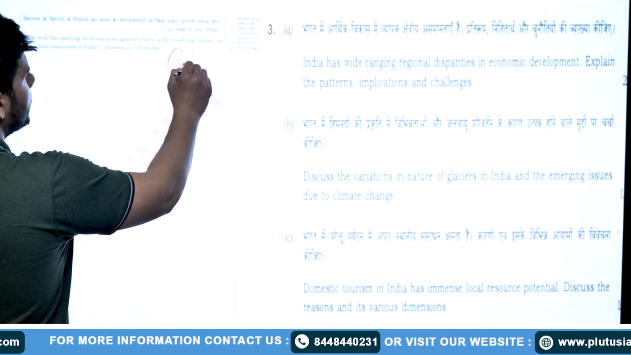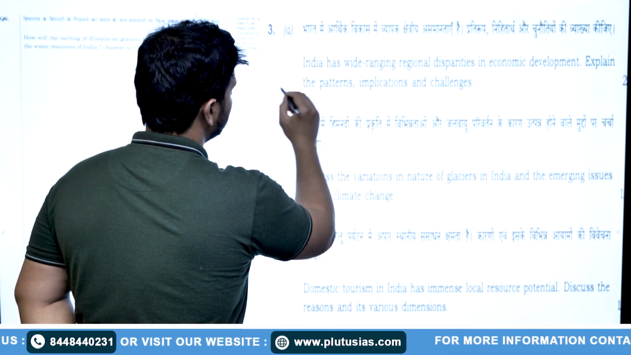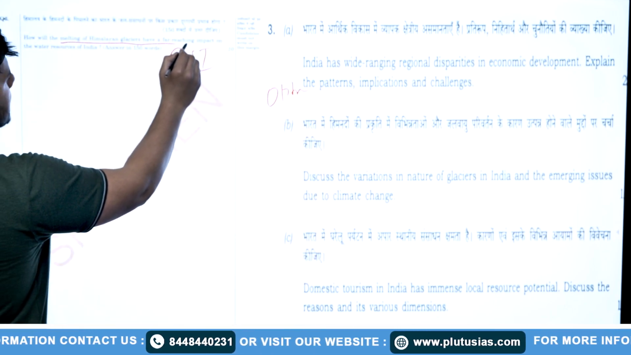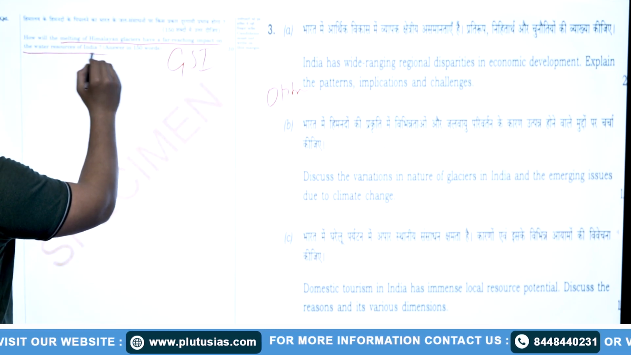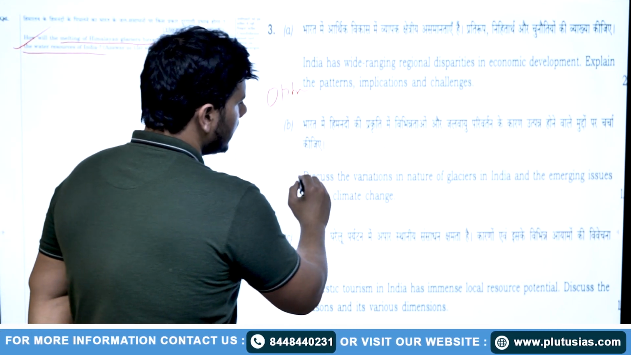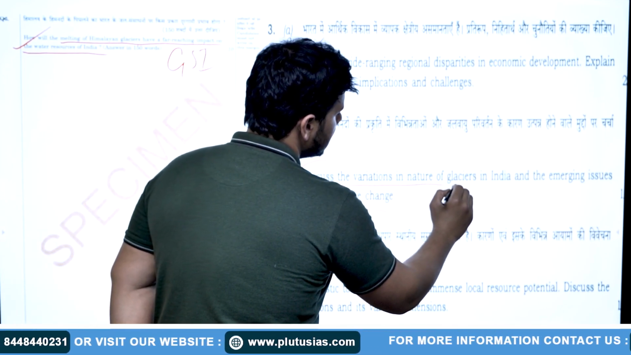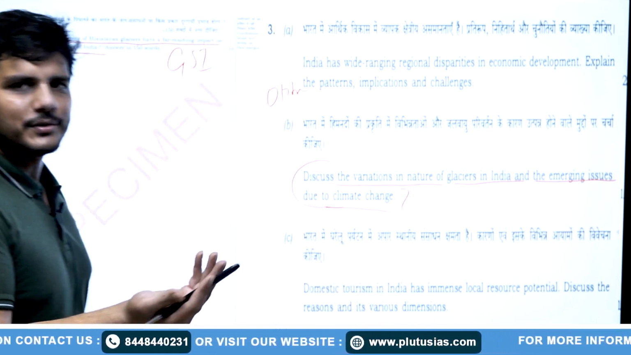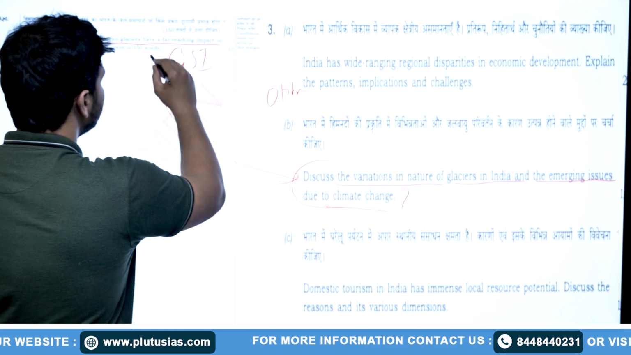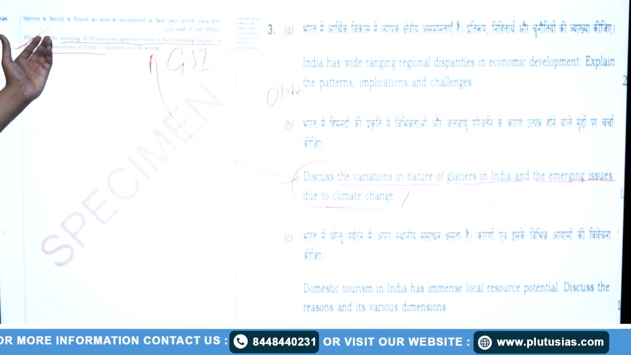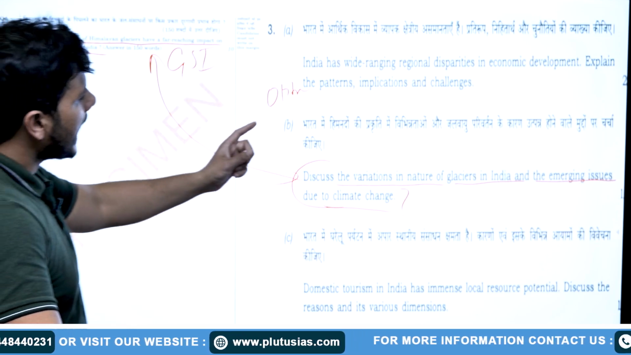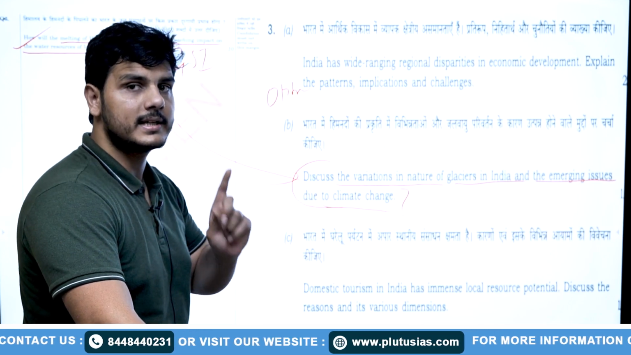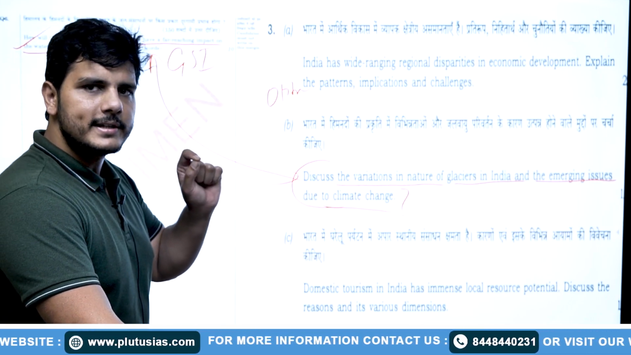This one is from a specimen copy of GS1 and it is from the optional paper. You can see the question is, how will the melting of Himalayan glacier have far-reaching impact on the water resources of India? Same thing here. The question is this: discuss the variation in nature of glacier in India and the emerging issue due to climate change. You see, this is a kind of repetition of the question. How will the melting of Himalayan glacier have far-reaching impact on water resources? At the same time, you have this question, discuss the variation in nature of glacier in India and emerging issue due to climate change.